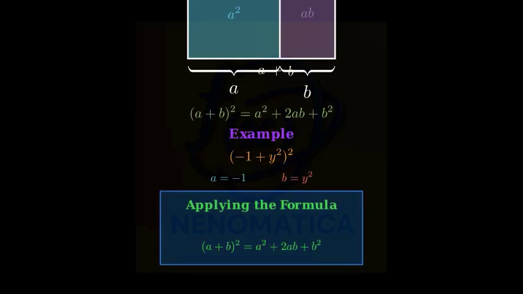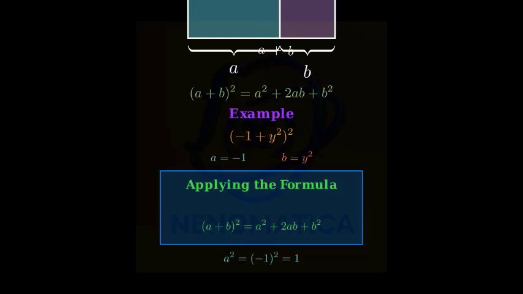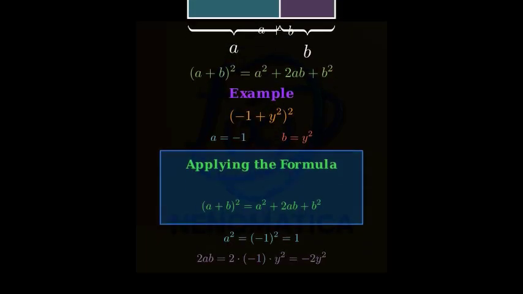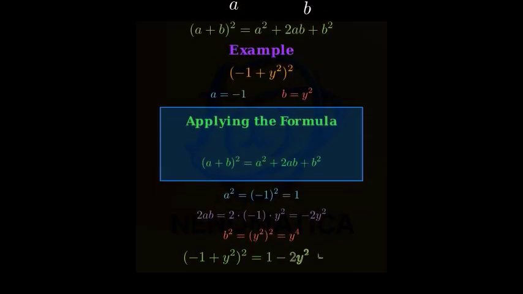First, a squared equals negative 1 squared, which is positive 1. Next, 2ab equals 2 times negative 1 times y squared, which equals negative 2y squared. Finally, b squared equals y squared squared, which equals y to the 4th power. Putting it all together, we get 1 minus 2y squared plus y to the 4th power.